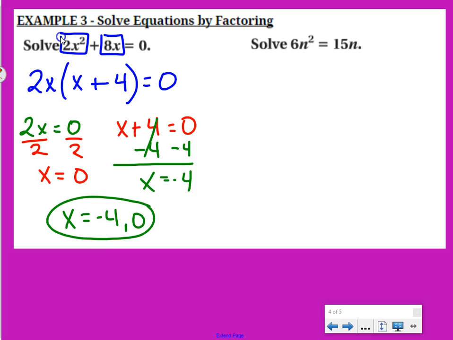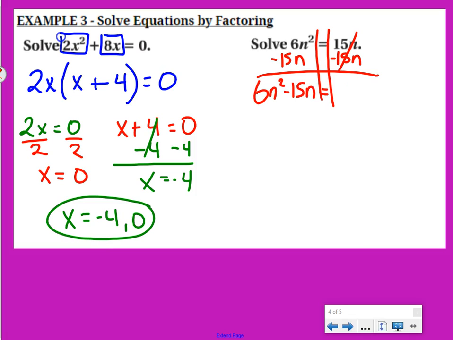For our second equation, you notice that it's not equal to 0. So the first step that we need to do is make it equal to 0 by subtracting 15n. 6n squared minus 15n equals 0. Now that it's set equal to 0, we can factor.